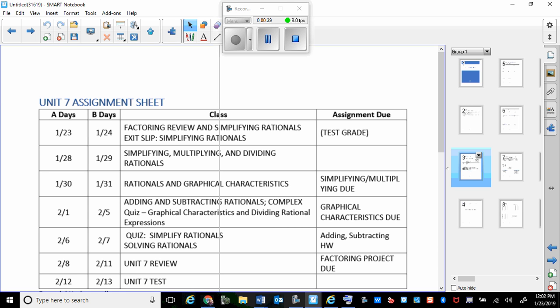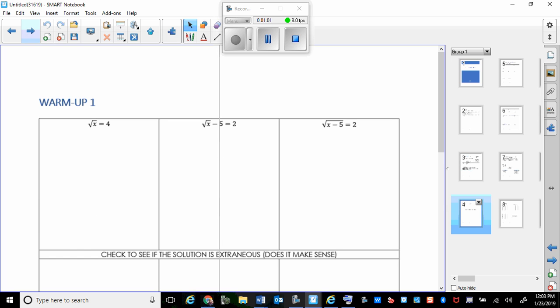You're going to have a quiz on those things. And then the last thing we're going to do is to solve rationals, take the review, and then do the Unit 7 test. If you notice, your factoring project for this class is due on the 8th and the 11th of February. Those dates may change, but if you have already started the warm-up, this is a skill from Unit 6, so it's solving radicals.